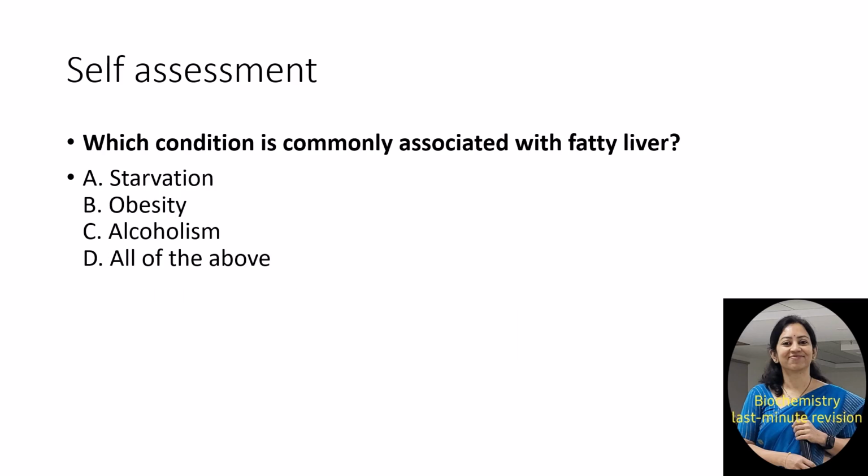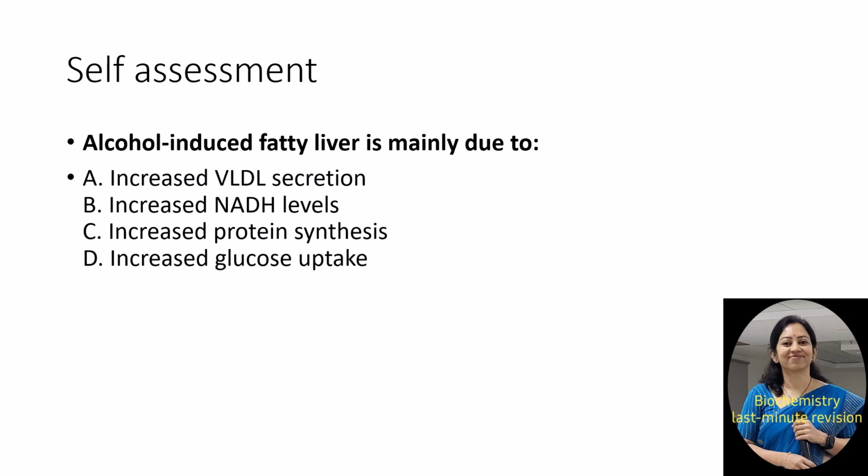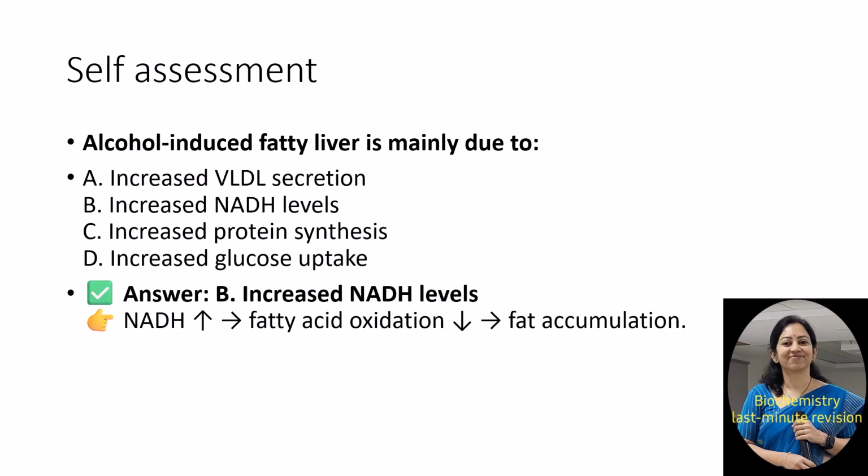Which conditions commonly associate with fatty liver? Starvation, where lipolysis is high because the glucagon ratio is high; obesity, with increased accumulation of triglycerides; and alcohol also. What happens? There is increased NADH, so decreased oxaloacetate, no TCA cycle, so acetyl-CoA gets diverted to de novo synthesis of fatty acids. So in all these conditions, fatty liver occurs. Alcohol-induced fatty liver is mainly because of increased NADH. With increased NADH, fatty acid oxidation decreases and it stimulates fat synthesis.